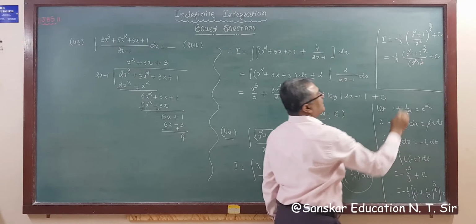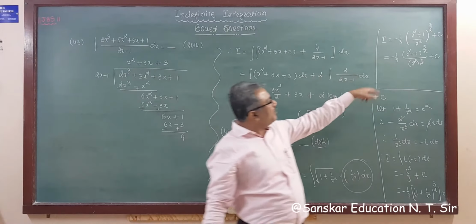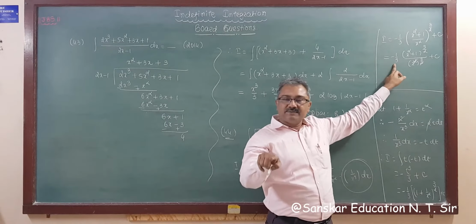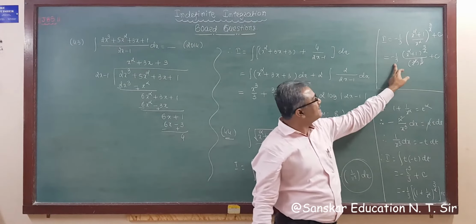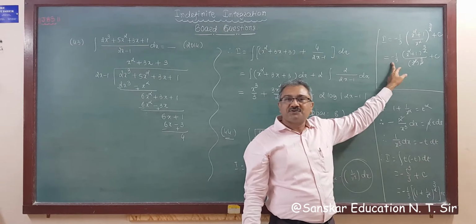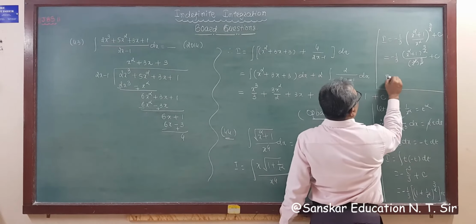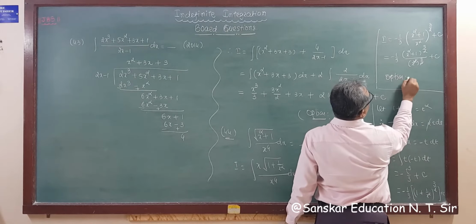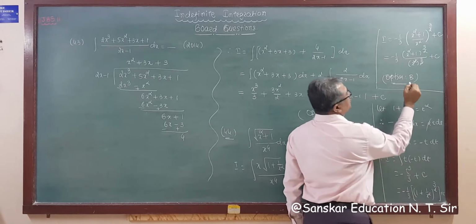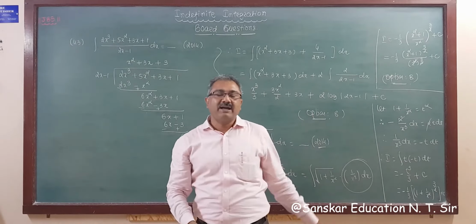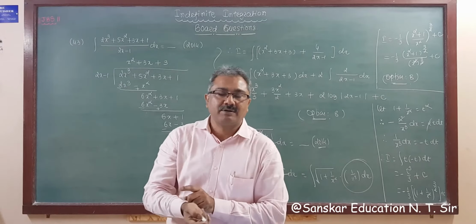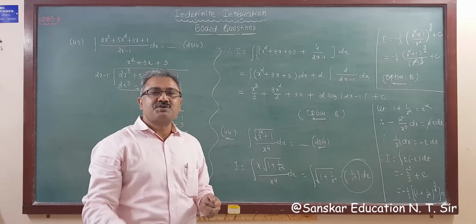So these two will be cut. So minus 1 upon 3 x cube into (1 plus x square) raised to 3 by 2. That is option B, your correct answer. So option B is your correct answer. Got it?